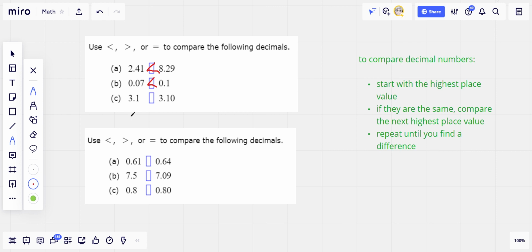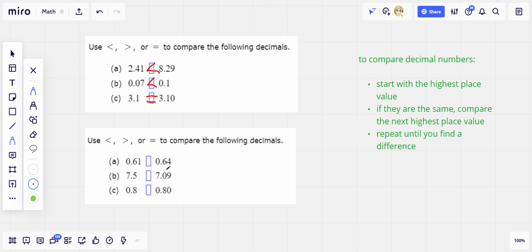Okay, and C might seem a little tricky at first. This says 3.1 and this says 3.10. What's the difference there? Well, there isn't actually a difference. The only reason someone wrote a 0 there probably was to say that their measurement was accurate to that degree, to the hundredths, whereas here, maybe the measurement's only accurate to the tenths, but it's really the same measurement. They're both 3.1 or 3.10. It's the same number. So in this case, we have an equal sign. That 0 doesn't really change the value.